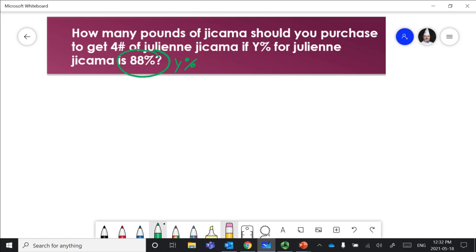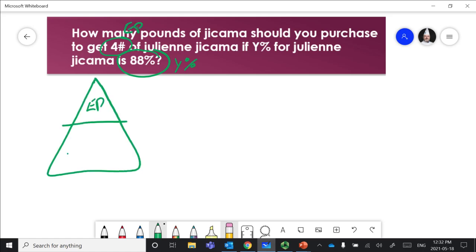It tells us. Now this 4 pounds, is that EP or AP? And we have to read the question carefully. How many pounds of jicama should you purchase to get 4 pounds of julienne jicama? So we want 4 pounds of julienne jicama. Julienne means we process it, we've cut it into little matchsticks, so that tells me it's EP, right? Back to our triangle, we've got EP over AP times yield percentage.